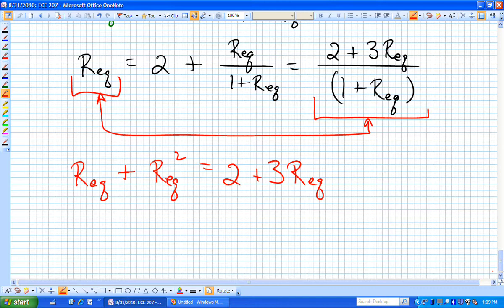Now we have a quadratic. Let's bring everything over to the left.